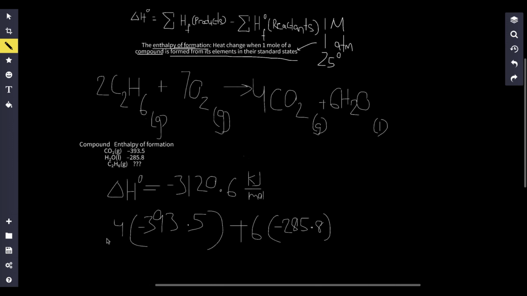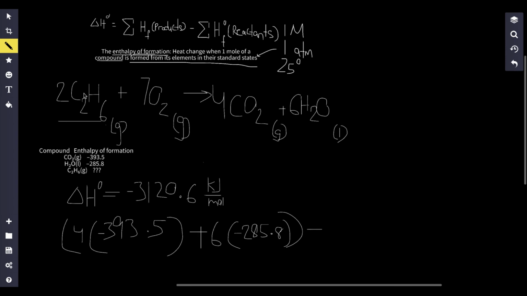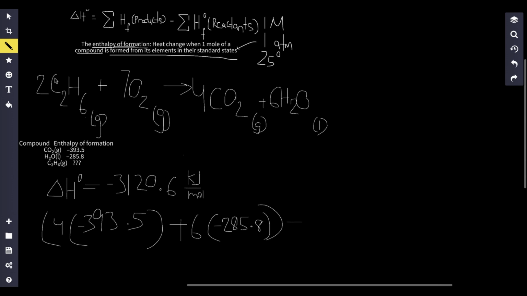Now remember that we're going to take this value and subtract the sum of the enthalpies of formation for our reactants. So for my reactants, one of them is C2H6. I don't know what the enthalpy of formation for C2H6 is, so let me just call that X. But I do know that I have 2 moles of C2H6, so I have to multiply this X value by 2 to indicate that I'm creating 2 moles of C2H6.